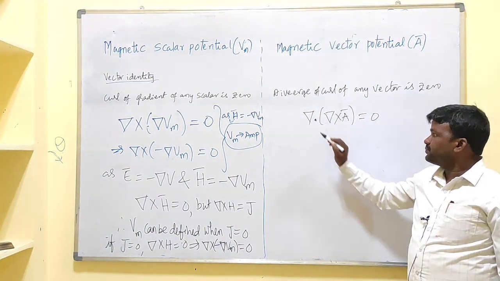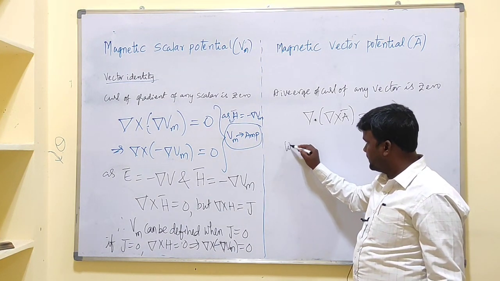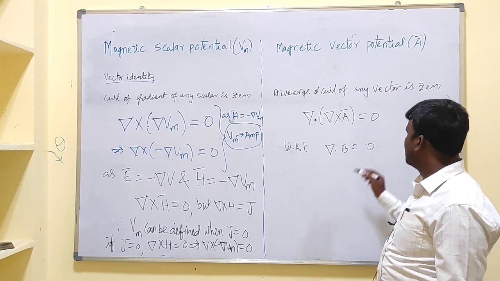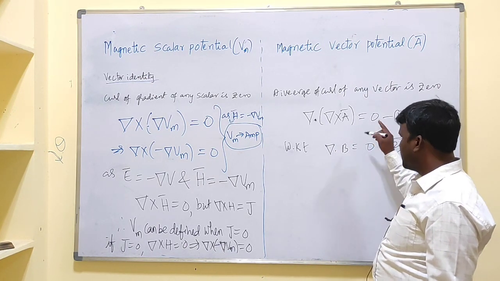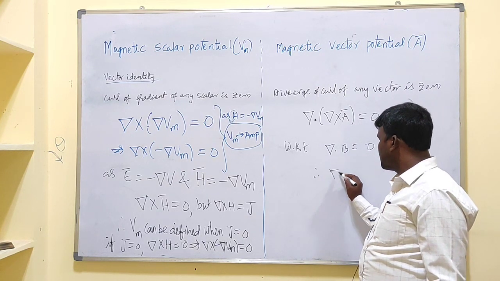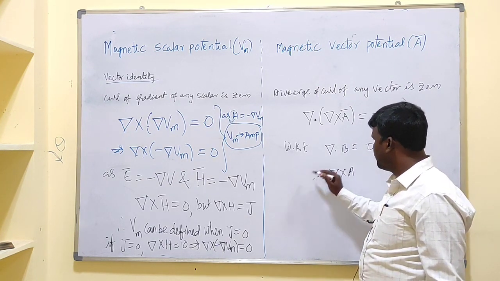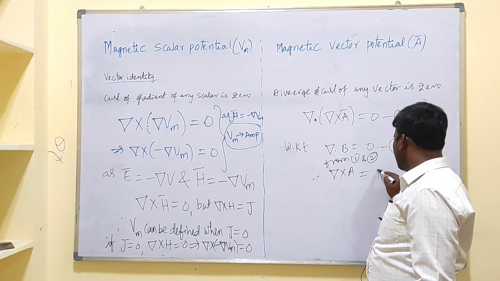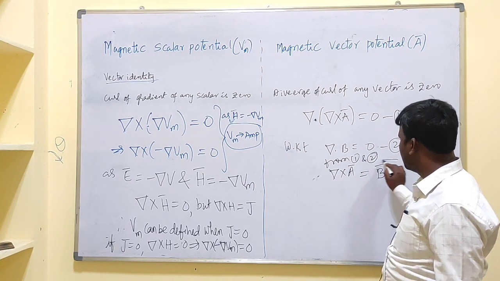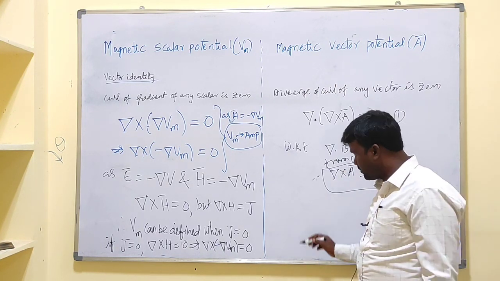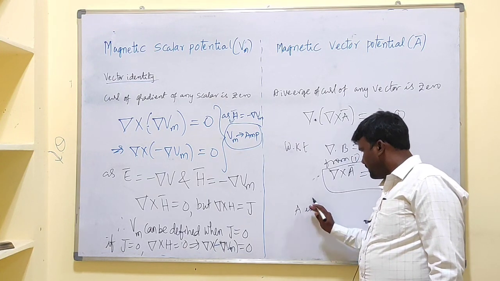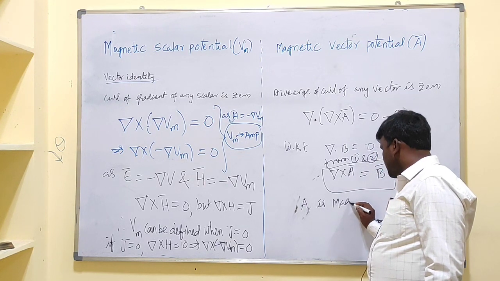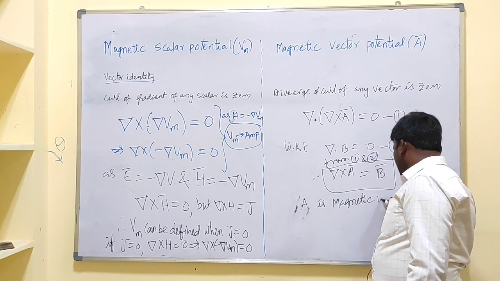Now we know that del dot B equal to 0. From equations 1 and 2, we can write del cross A equal to B. So A is called the magnetic vector potential. A is the magnetic vector potential.